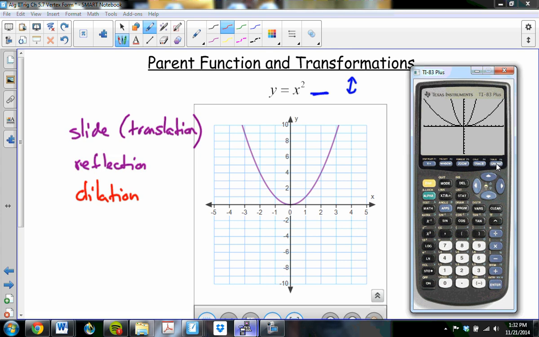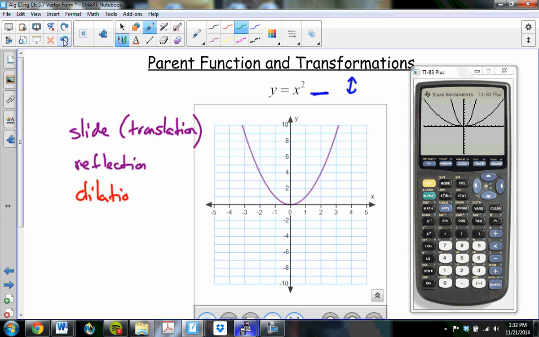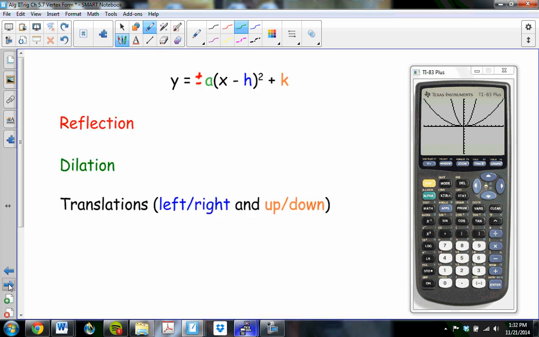And we can do all those things at once. We can have a reflection that comes if this is negative. I think we should do that in red probably. A reflection that comes if that's negative. We have a dilation that comes whenever this a value is present. Then we can translate things left or right, and we can translate things up or down. All those a's, h's, and k's do these things. So I color coordinated in that way.